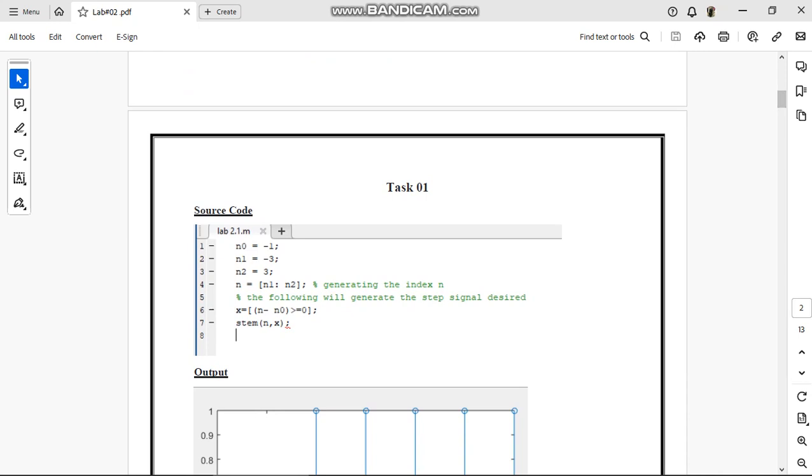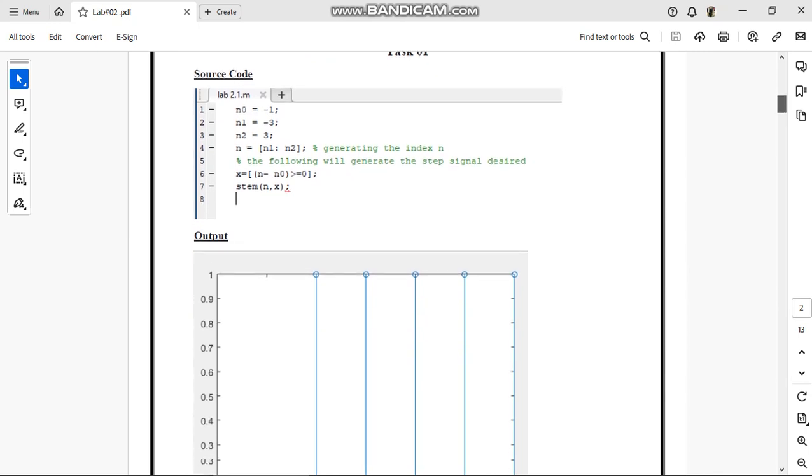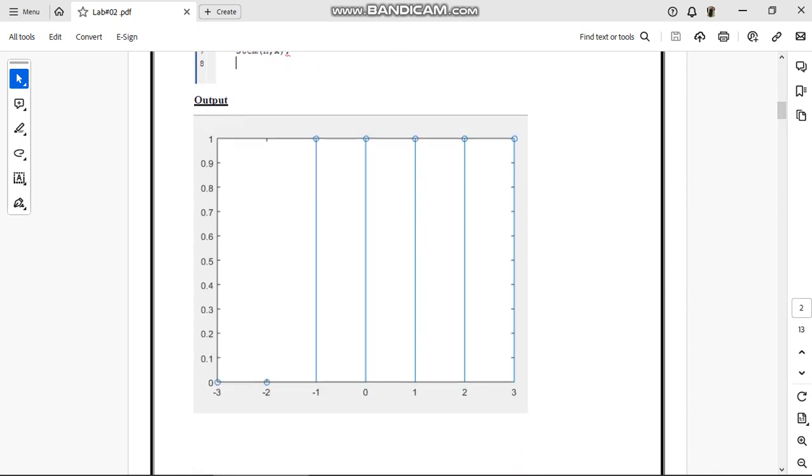In task 1, N0 is representing the value of the axis, N1 and N2 are showing the value of the limits. Then I have defined the index value, then I used a step signal and then used a stem command to plot the following signal. The output is being shown in the following figure. Through this figure you can clearly see that the limits are from -3 to 3.